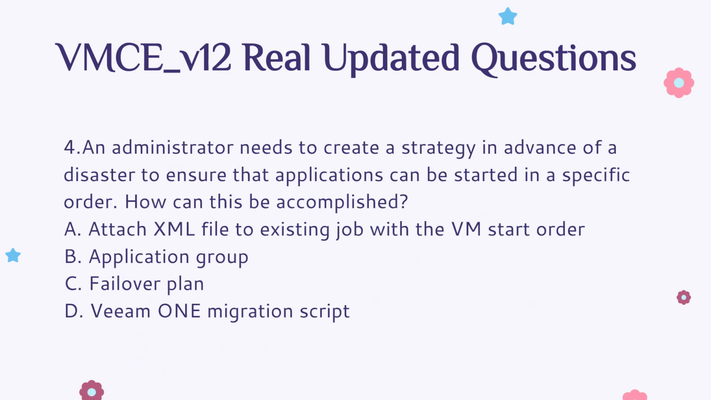4. An administrator needs to create a strategy in advance of a disaster to ensure that applications can be started in a specific order. How can this be accomplished? A. Attach XML file to existing job with the VM start order. B. Application group. C. Failover plan. D. Veeam ONE migration script.